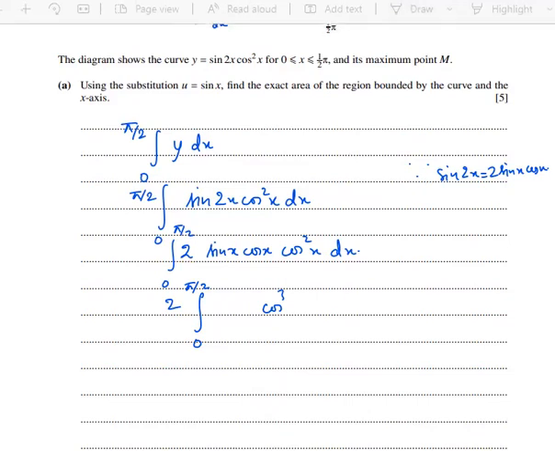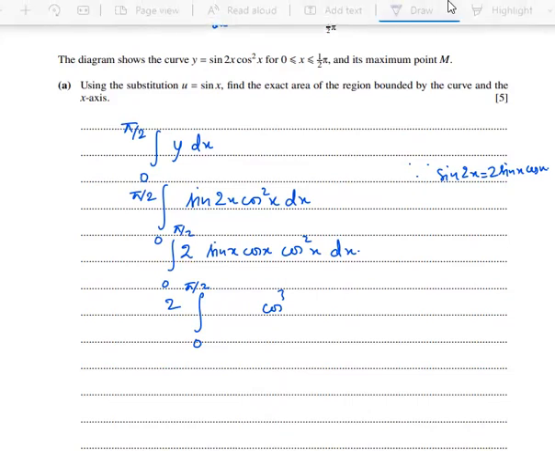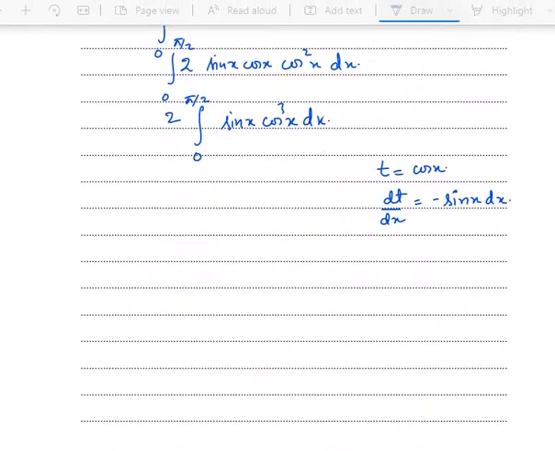So sine x into cos cube x, we got sine x into cos cube x dx. Now I can substitute t equals cos x. Therefore, if I differentiate both sides with respect to x, I'll get dt by dx equals negative sine x. So sine x dx can be written as dt. Cos x is t, so this will become t cube, and then minus 2 outside.